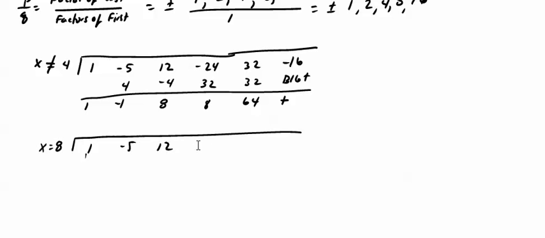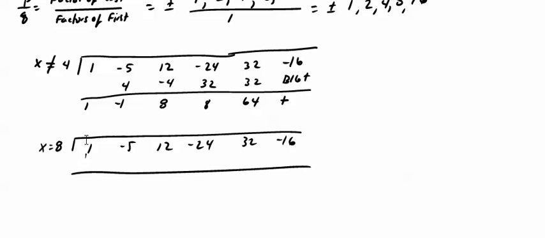Start again. Okay, bring down 1. 1 times 8 is 8. That's 3. 3 times 8 is 24. That's 36. Well, that's going to be a big number. 6 times 8 is 48. That's 288. That's going to be a big positive number. Then I'm going to multiply by that. That's going to be a big positive. That's going to be positive. This is going to end up being positive, right?